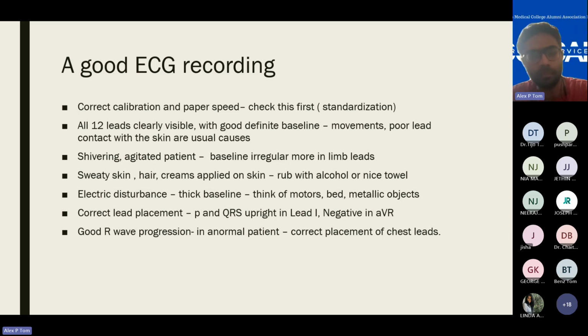And yeah, good R wave progression. You need to ensure that there's a good R wave progression, and that indicates there's correct chest lead placement also. But poor R wave progression can also happen in abnormal cases. We'll speak about that later on.